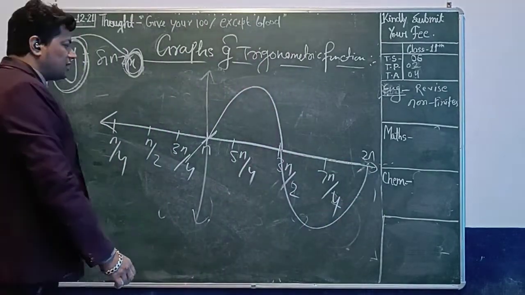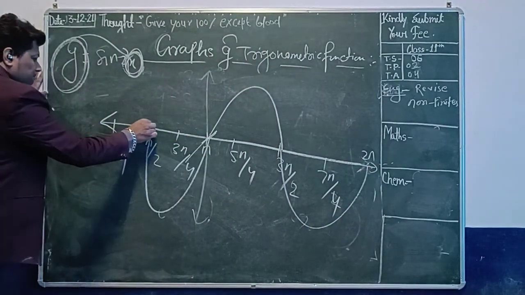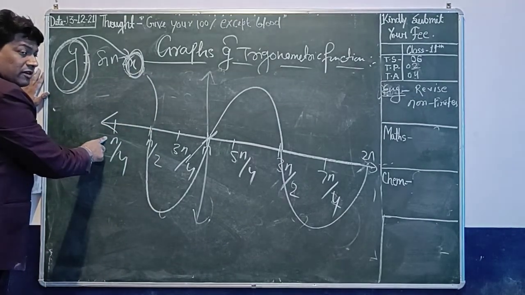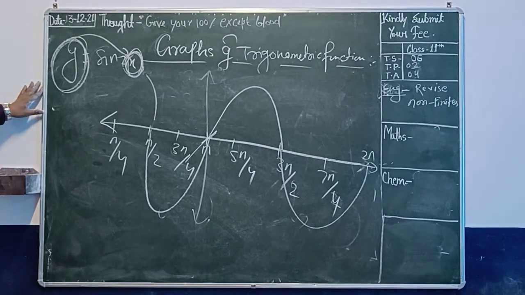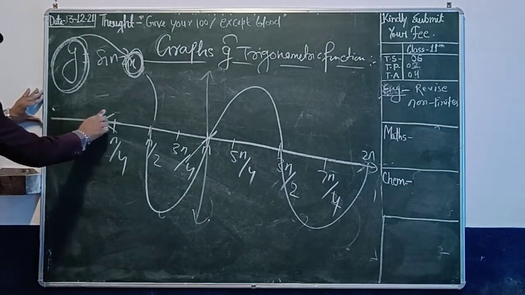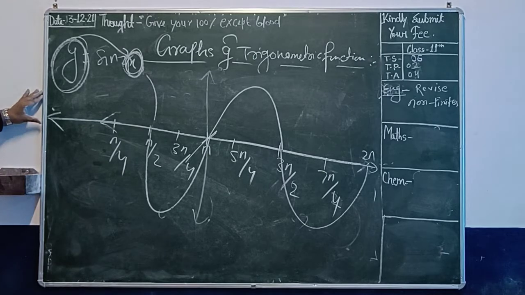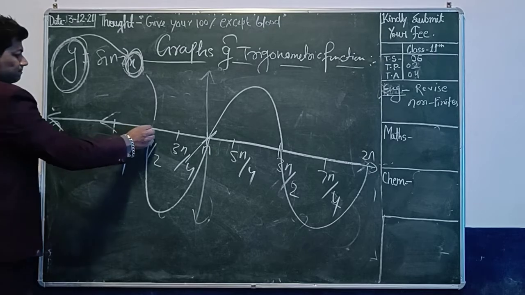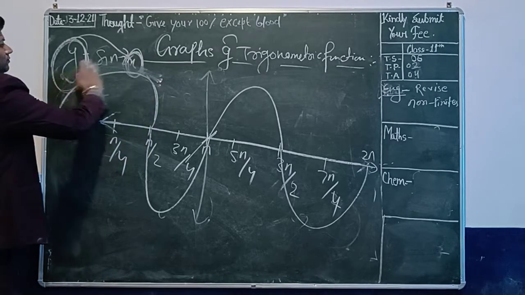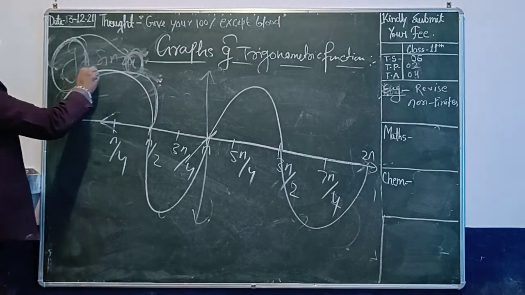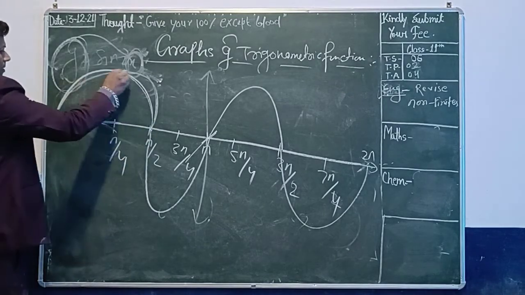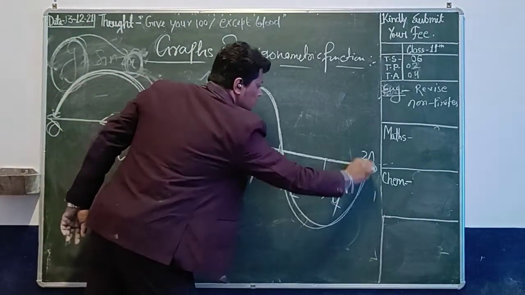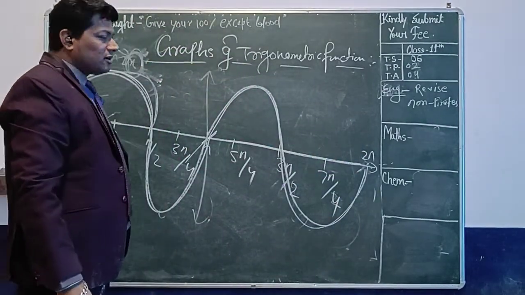Is it clear? Again pi by 4 it will be equal to 1. At pi by 4 it will be equal to 1. Is it clear? If you talk about pi by 4 again it will be 1. And if you talk about here, is it clear? Now let us check.